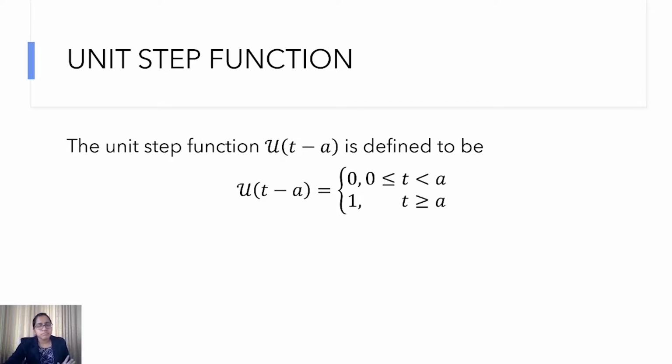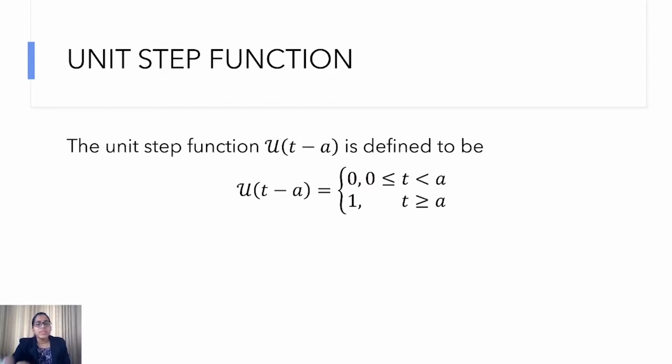So this unit step function is simple. It is script u of t minus a equal to 0 in the time interval 0 to a, where a is greater than 0, and it is equal to 1 when t is greater than or equal to a. From the interval 0 to a, the unit step function is 0, and above a, the unit step function is 1. This is called the unit step function.